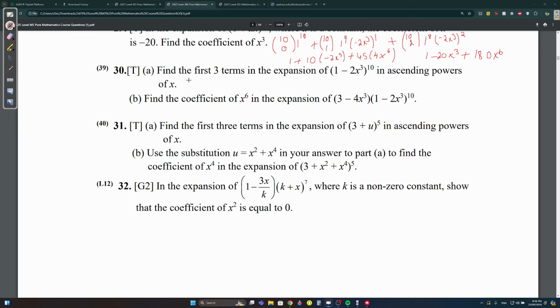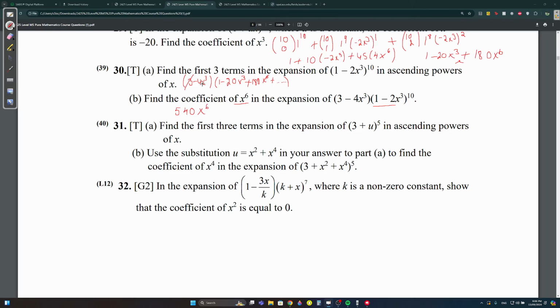Okay, find the coefficient of x to the power of 6 in the expansion of 3 minus 4x cubed times this, which we found the expansion of over here. So 1 minus 20x cubed plus 180x to the power of 6 plus dot dot dot. What do we want? We want the coefficient of x to the power of 6. So we're only going to distribute the ones that can get me x to the power of 6. 3 times 1 will not get me x to the power of 6. 3 times x cubed will just get me x cubed. 3 times 180x to the power of 6 will get me x to the power of 6. So 3 times 180 is 540x to the power of 6.